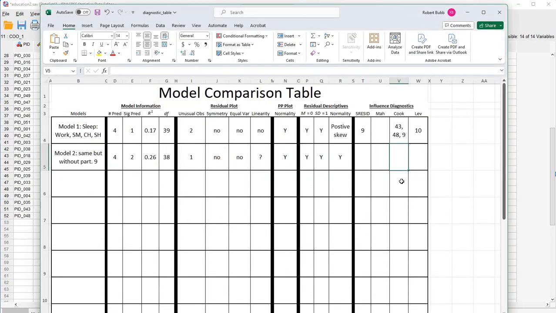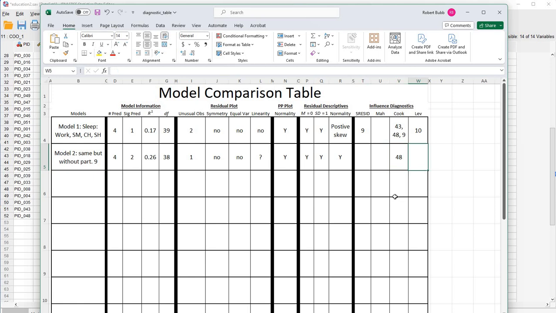All right, so I'll put that one in here. We'll put in participant 48. A slight improvement than before, because remember we had 43, 48, and 9. So it looks like only 48 is occurring across those two models, right? But within the model, it's not a particular concern, at least not yet.